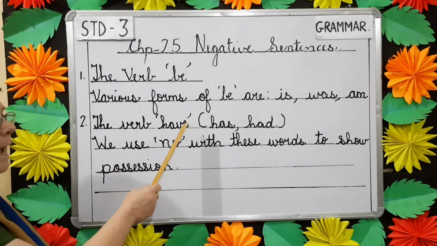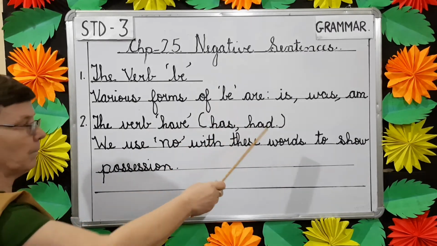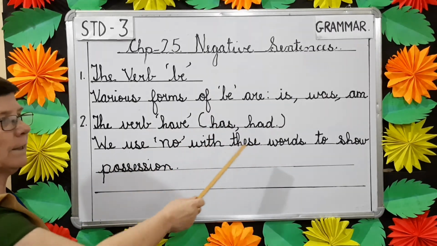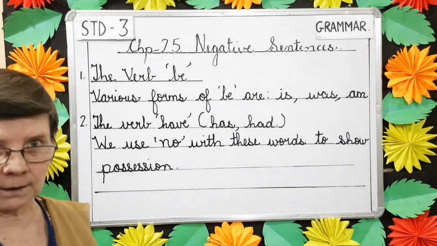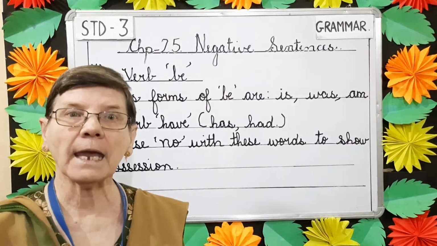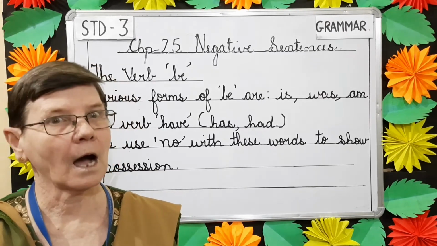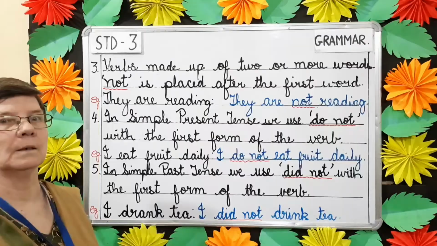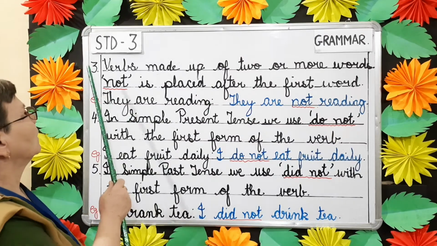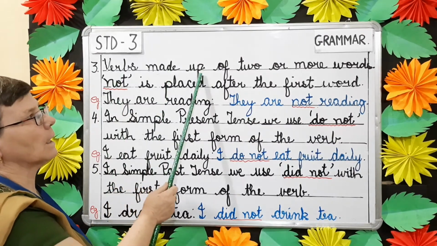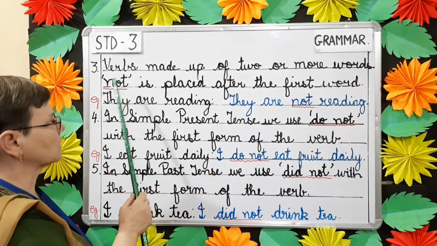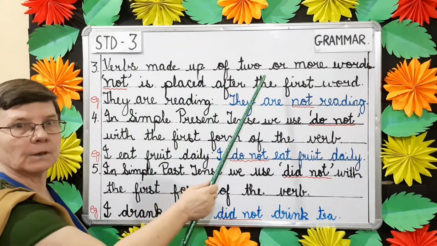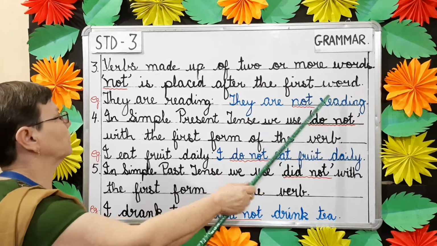Moving on to the next point. The verb have, has, had. We use no with these words to show possession, belonging. I have a book. I have no book. Next point. Verbs made up of two or more words, not is placed after the first word.